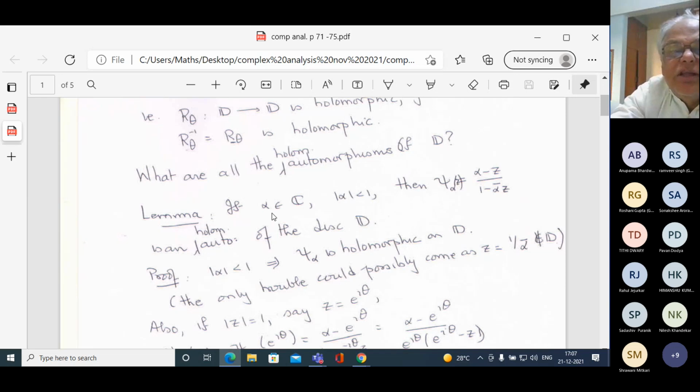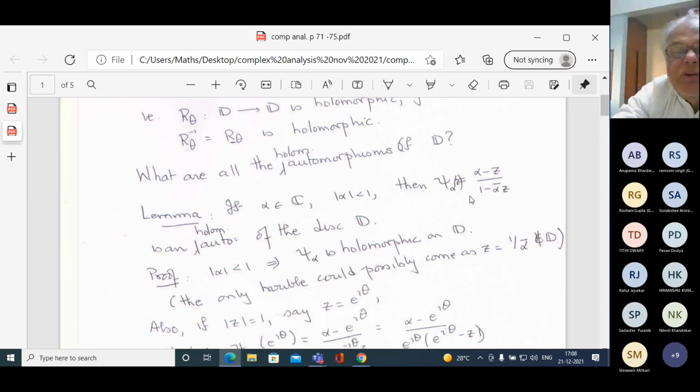So what is the lemma? If alpha is in C, with mod alpha less than 1, then psi alpha of z is alpha minus z over 1 minus alpha bar z. This is a particular case of a Mobius transformation, az plus b over cz plus d. And you can figure out the coefficients: a is minus 1, b is alpha, c is minus alpha bar, and d is 1.